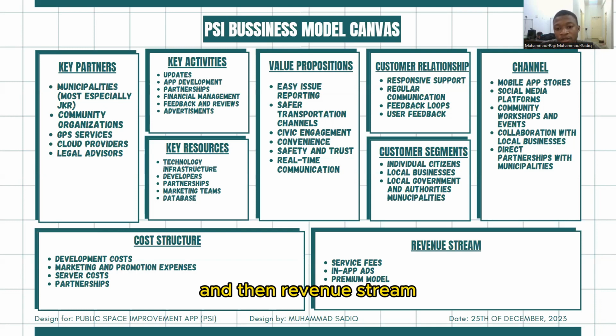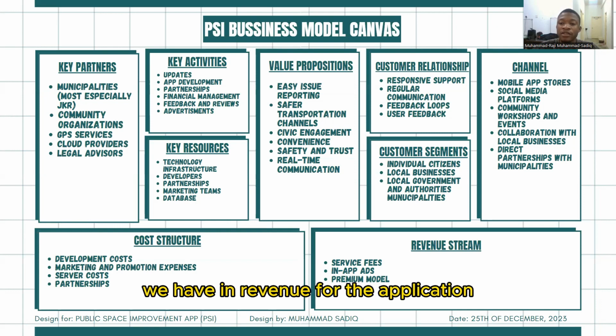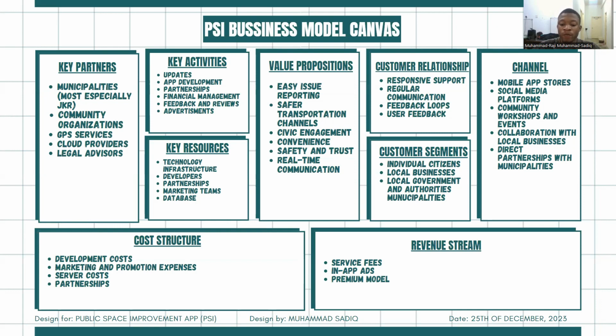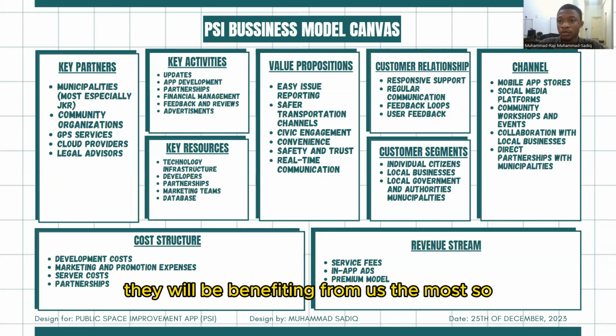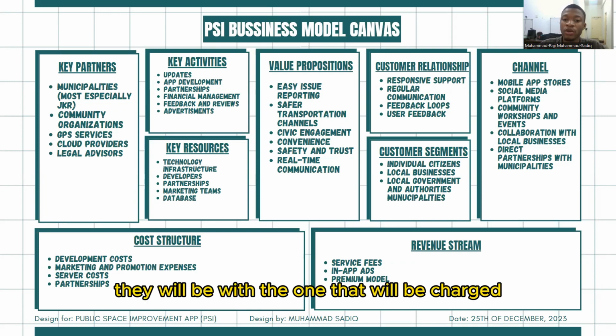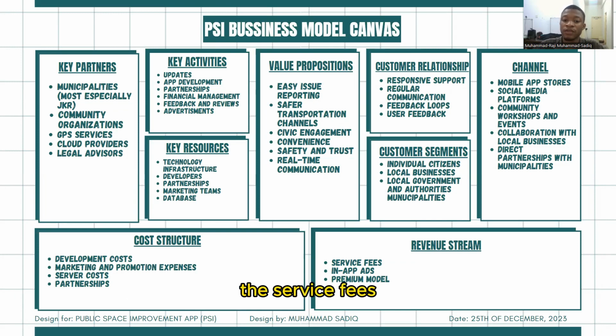And then revenue streams. So this will be the way that we will be having revenue for the application. First is service fees. The service fees will not be for the user, but for municipalities, because they will be benefiting from us the most. So they will be the ones that will be charged the service fees.